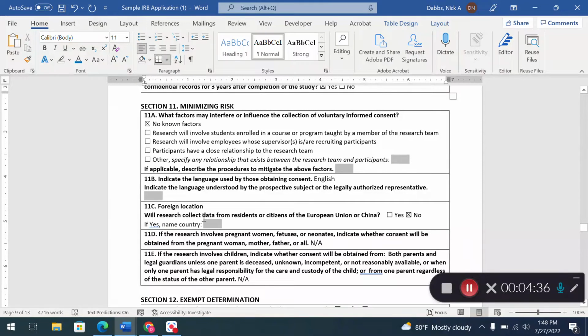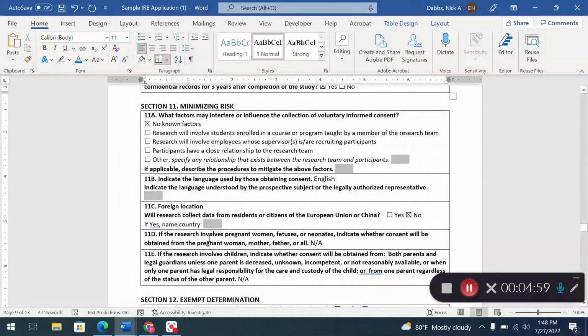Will research collect data from residents or citizens of the European Union or China? No, since we're conducting interviews here in Springfield, Illinois, that's where we'll be drawing our data from, so we don't have to worry about that. But if we were, we'd want to name the country, so some country in the European Union or China.